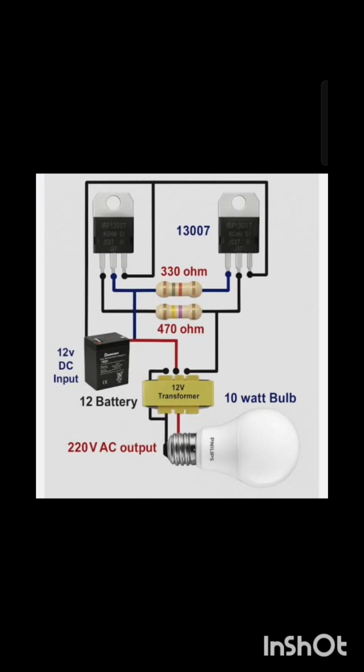This is the circuit diagram for an inverter. Here, 12 volt DC input is given. It may be either a battery or a solar panel. Here we have considered a battery. So 12 volt DC input is given by the battery, which provides constant DC input.